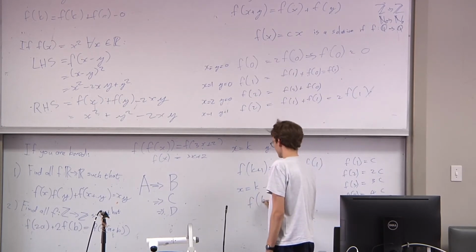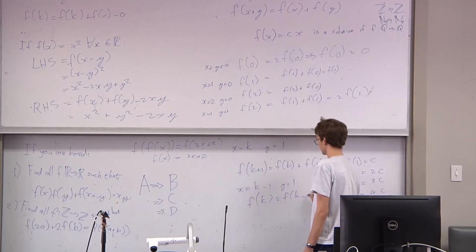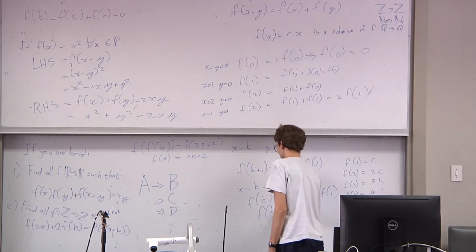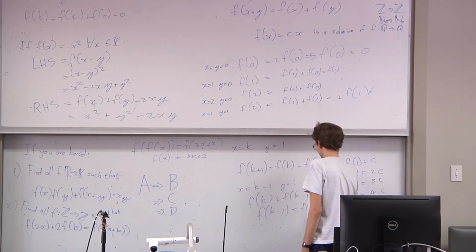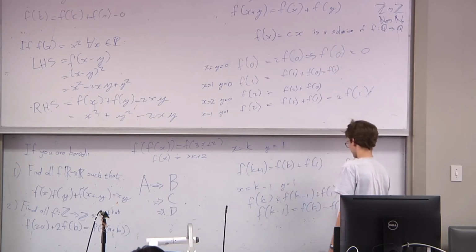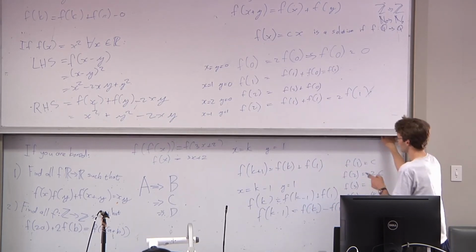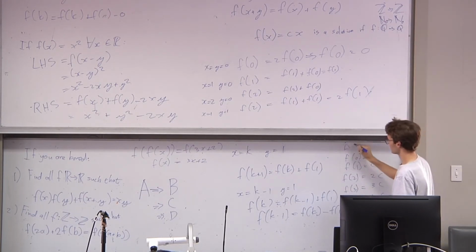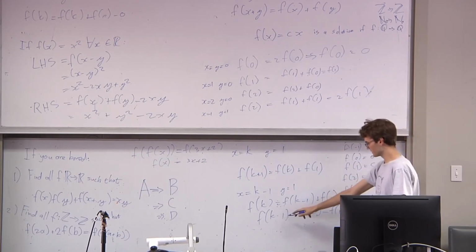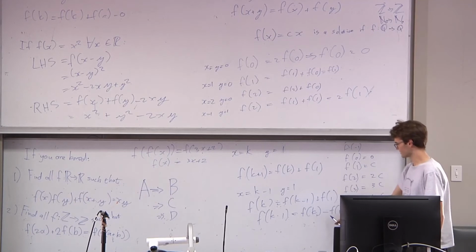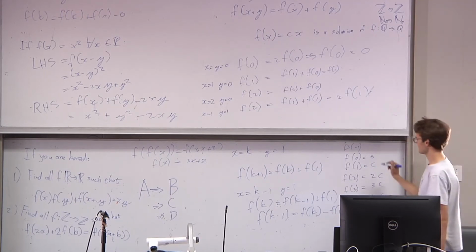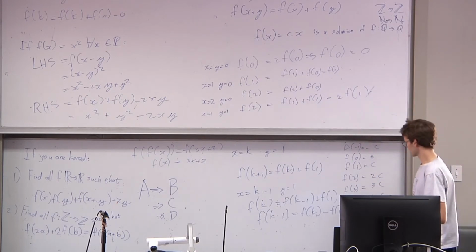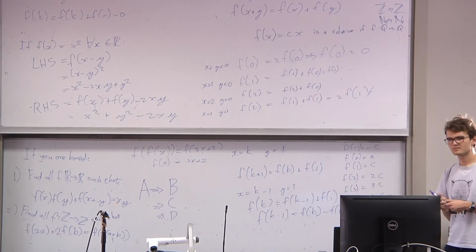So you'd get f of k is f of k minus 1 plus f of 1, in which case f of k minus 1 would be f of k minus f of 1, which means that if you have f of 0, then f of minus 1 is f of 0 minus 1, which is f of 0 minus f of 1, which is 0 minus c, so you get minus c over there. And then you keep going, and you'll see that this is still true for negative numbers.